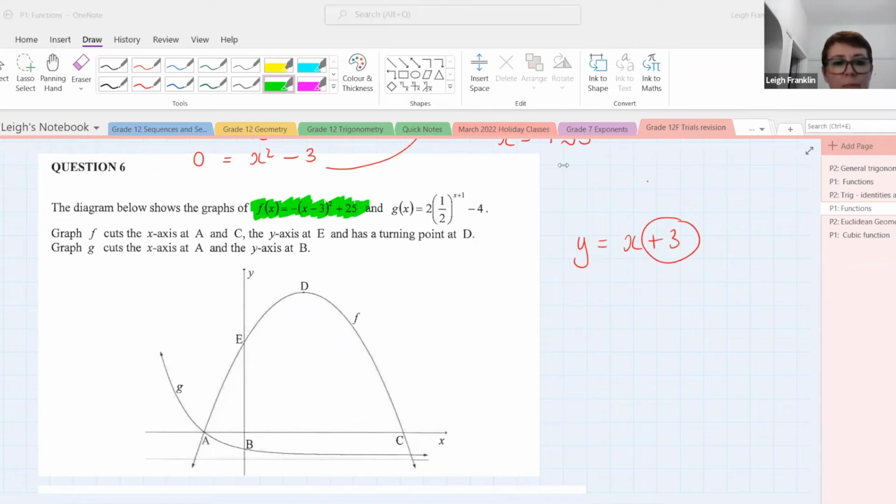Lovely. Okay, it's a parabola. Good. And what sort of graph is g of x?